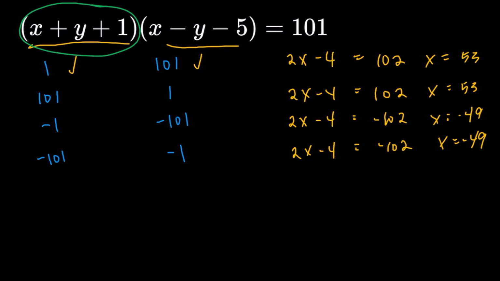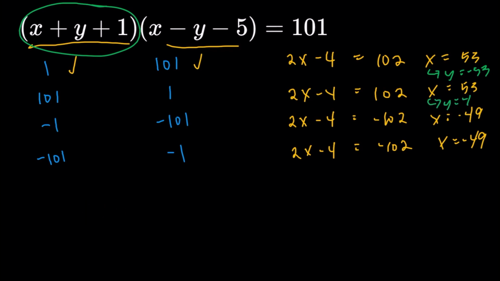Now, in the first case, x is 53. So the green factor becomes y plus 54 then, and that's equal to 1 in the first case. So the first case gives us y equals negative 53. So that's one ordered pair of integers. In the second case, x is 53, but x plus y plus 1 becomes y plus 54, that's equal to 101. That's going to give us y is equal to 47, right? So that's the value of y in the second case.